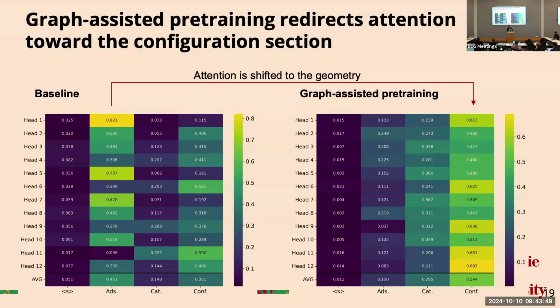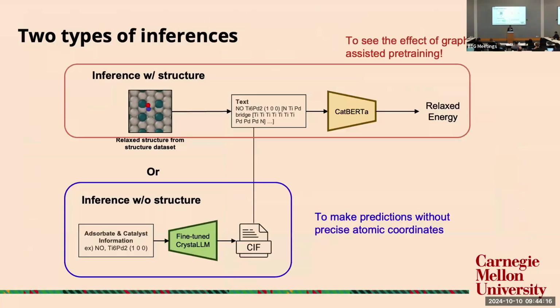We also see an interesting shift in the attention scores. For the baseline, which is the RoBERTa pre-train and Cat-Berta, the focus of the attention heads is much more on the adsorbate. But as soon as we infuse the graph and geometrical information, we see a shift toward configuration space, which is the configuration of the adsorbate on the catalyst surface. That's what you can see here.